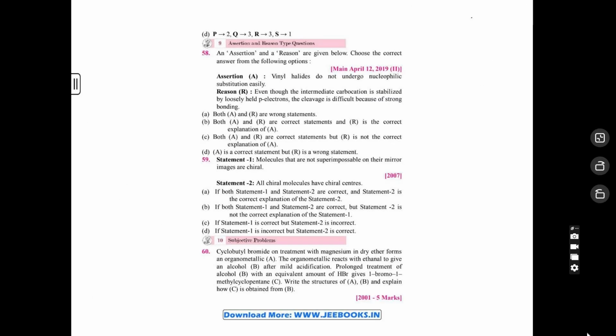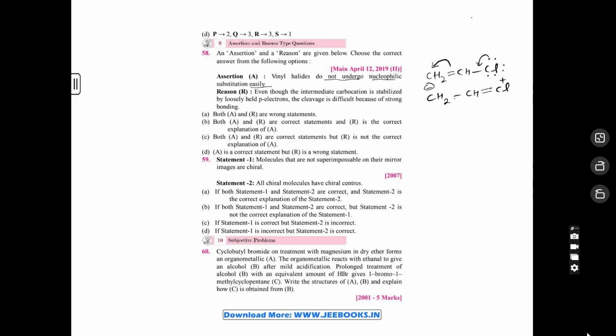Now moving to question number 58, an assertion and reason type question. Question 58 says that vinyl halides do not undergo nucleophilic substitution easily. Yes, this is correct, because in the case of vinyl halide, the halogen lone pair is in conjugation with the pi electrons, and therefore it acquires partial double bond character, due to which the breaking of the carbon-halogen bond becomes difficult.